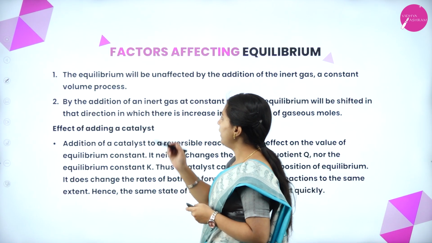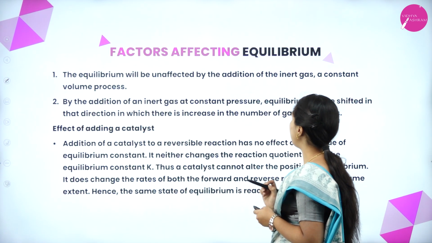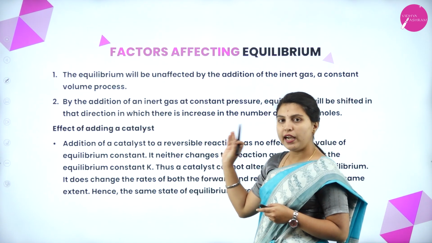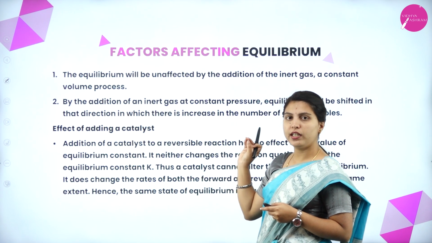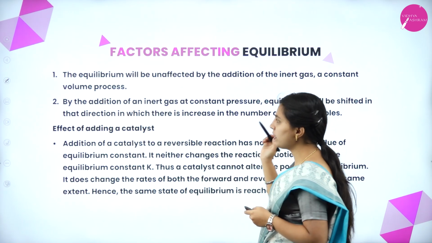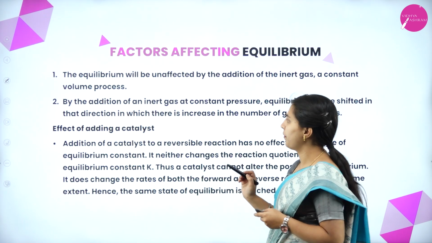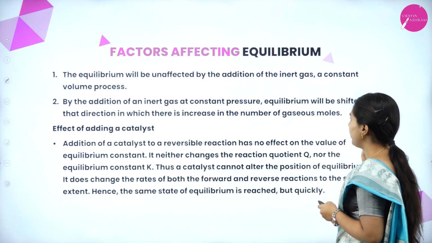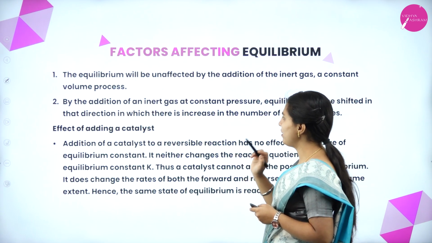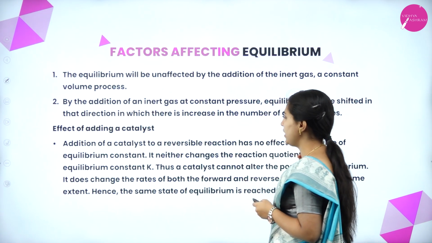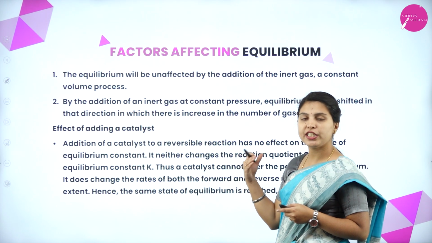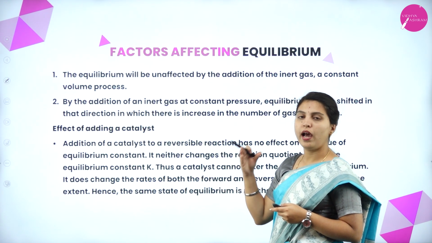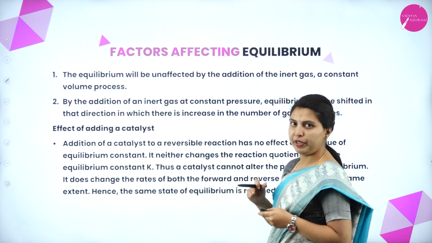Next, the equilibrium will be unaffected by the addition of the inert gas in a constant volume process. As I told, if we add inert gas at constant volume, it will not affect equilibrium. By the addition of an inert gas at constant pressure, equilibrium will be shifted in the direction in which there is an increase in the number of gaseous moles. Where more gaseous moles are present, that is the direction of the equilibrium shift.